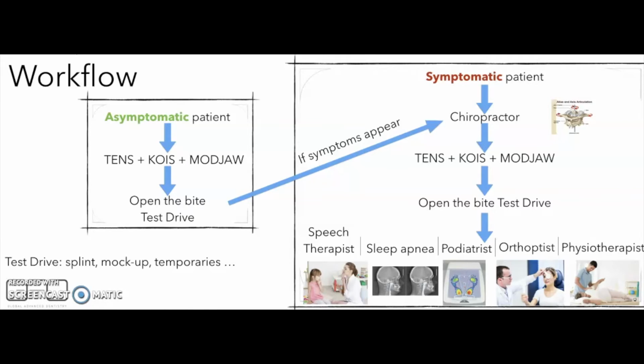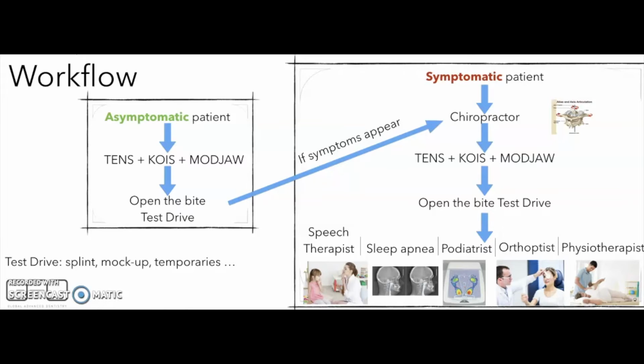If the patient is symptomatic, before increasing, I send the patient to the chiropractor. We will see why. And then I use the TENS, the COIS, the mojo, open the bite, test drive, and so I place my splint, mock-up, temporaries.